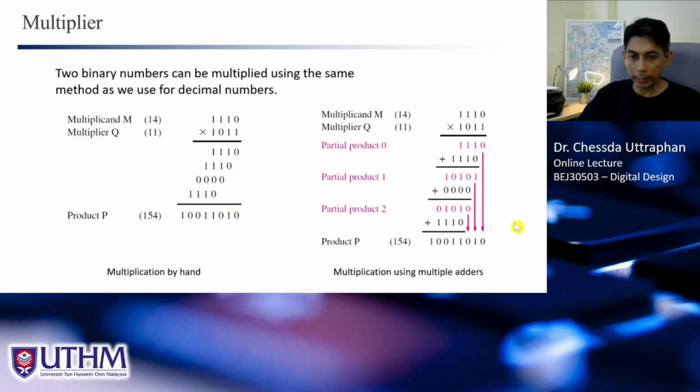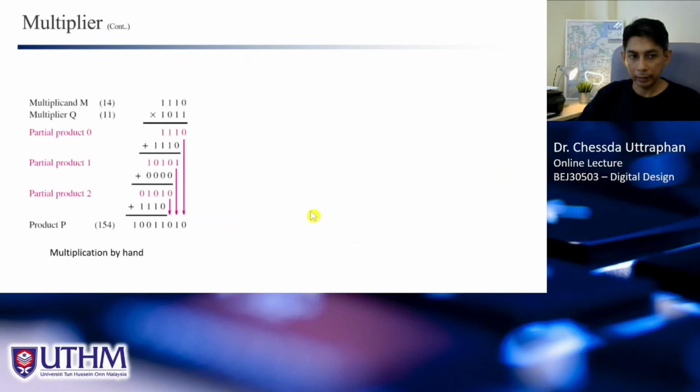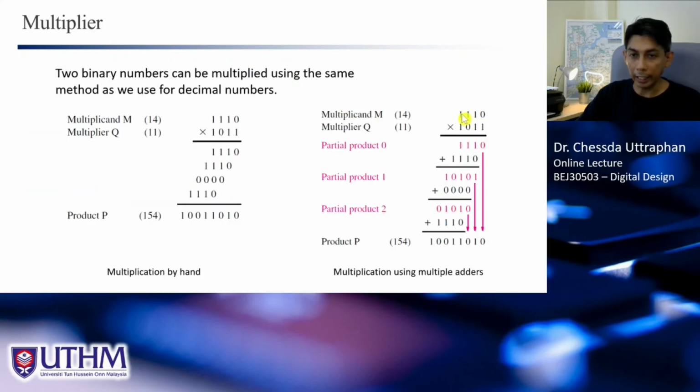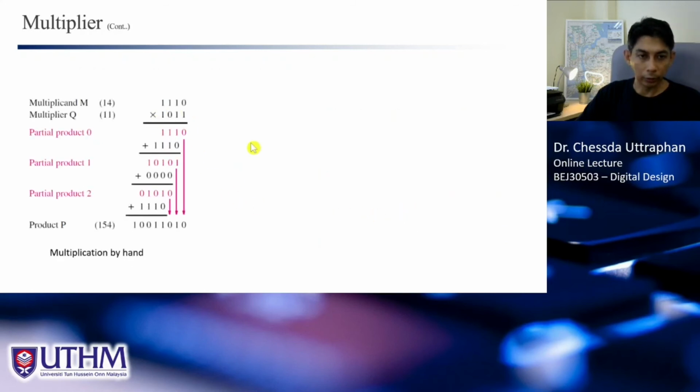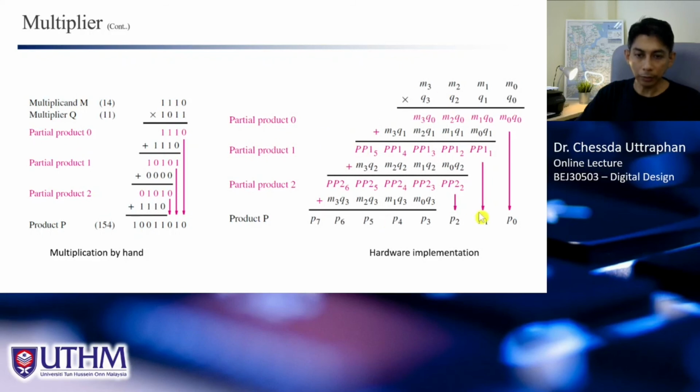So with this understanding, we can have the multiplier circuit. Using what? Using an AND gate and adder. See, we have add operation, and add operation. So of course we need to use adder in multiplication. So this is how.